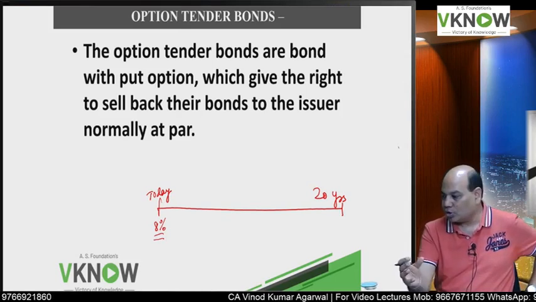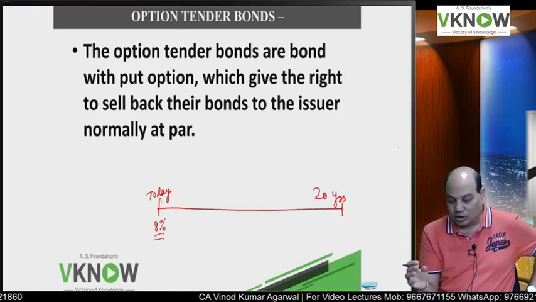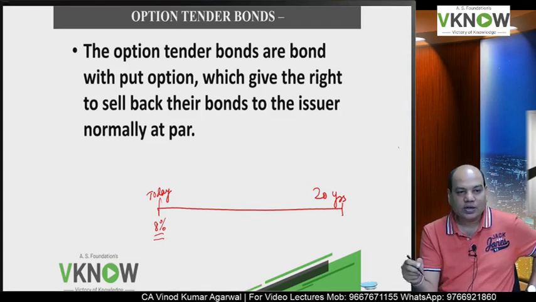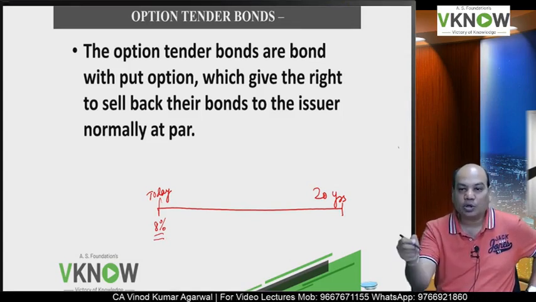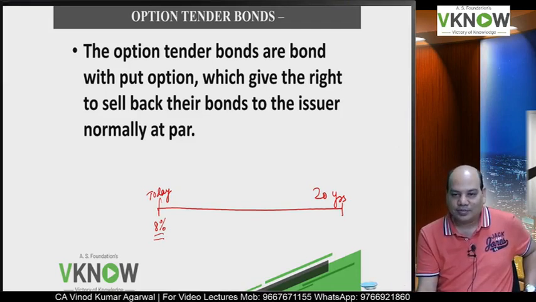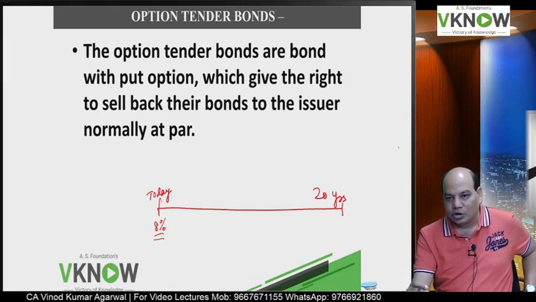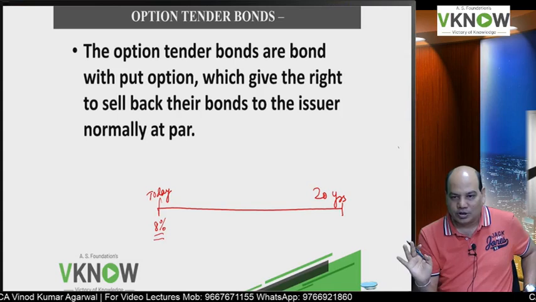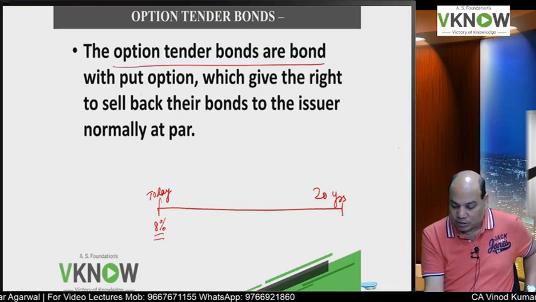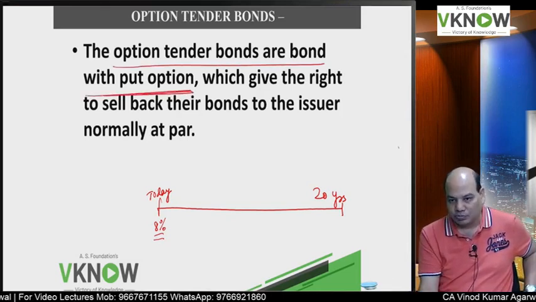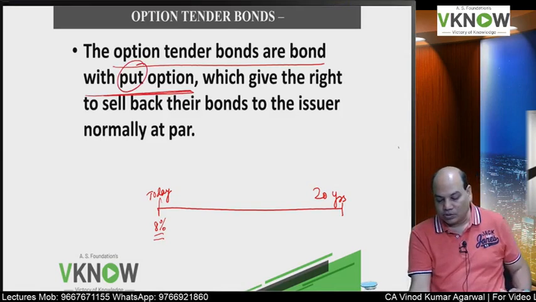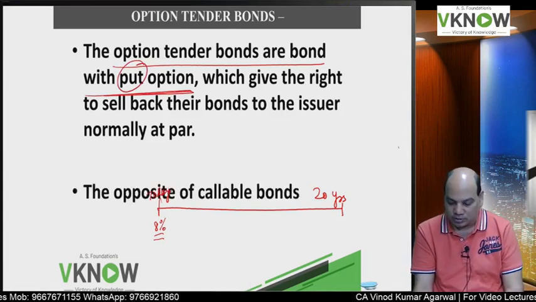So some companies, in order to attract the investor, issue option tender bonds where the investor has an option to surrender the bond before maturity to take advantage of a higher interest rate in future. So option tender bonds are bonds with put option. Investor can put the bond back to the company, which gives the right to sell back their bonds to the issuer, normally at par.